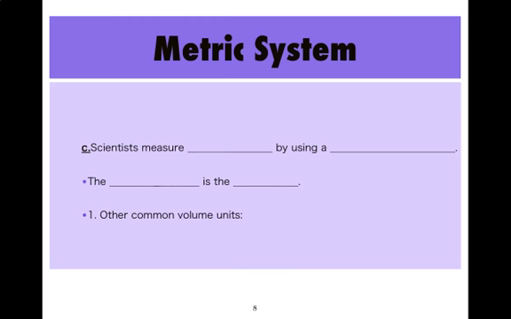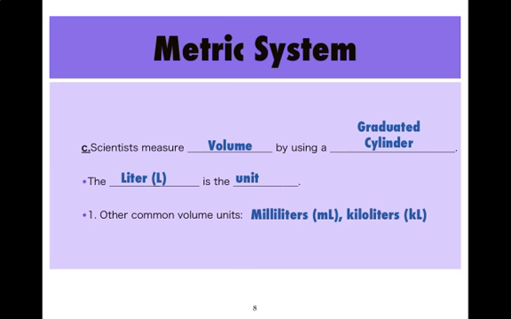Next, we're going to talk about how scientists measure volume. Volume is the space that something takes up. So I want you to go ahead and make a side note next to this area. I want you to put volume equals space. Okay, so that just tells you that we're looking for the space that that organism or object is going to take up. And then when we're talking about volume, we measure that using a graduated cylinder. Okay, the liter is the unit for our volume, and some other common volume units include milliliters and kiloliters.